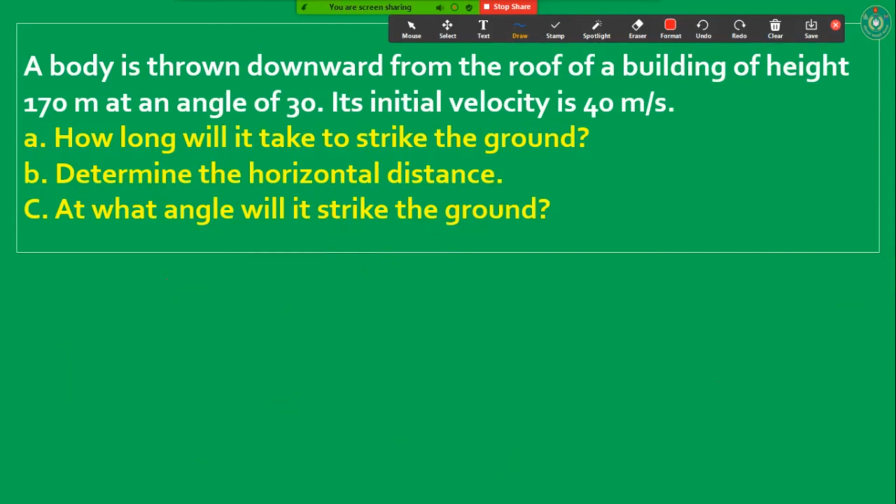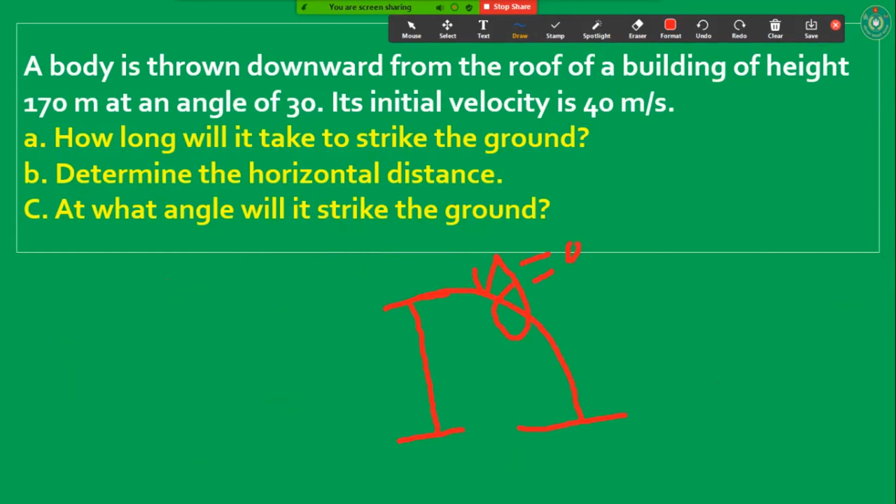Suppose you are already at some height, that is y, so y is equal to 0. After throwing this ball, it will cover some distance and touch the ground.